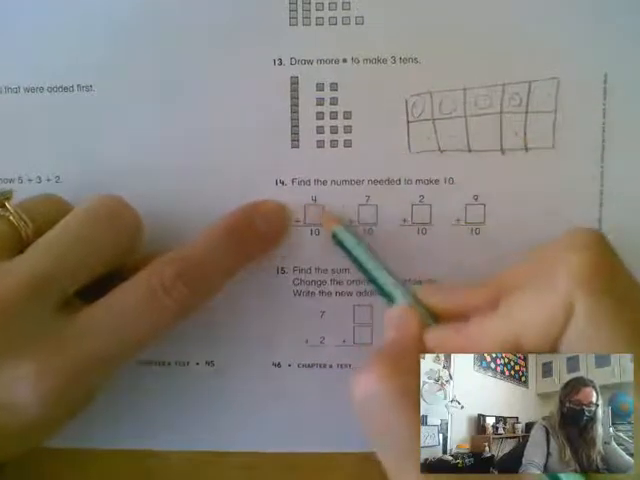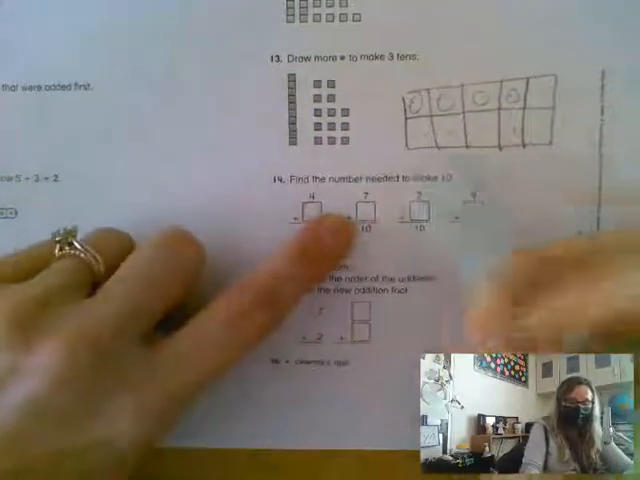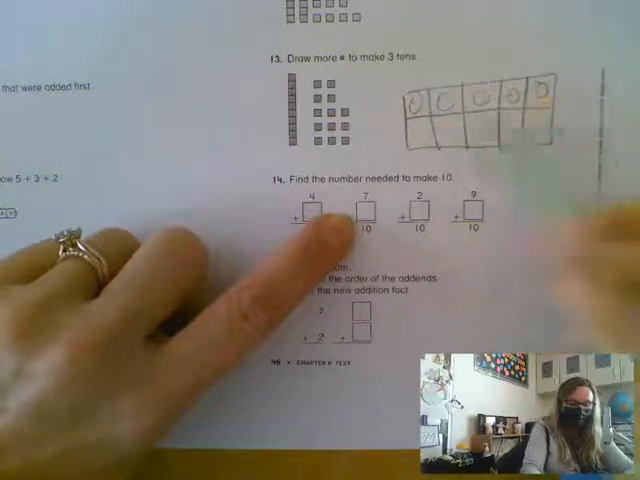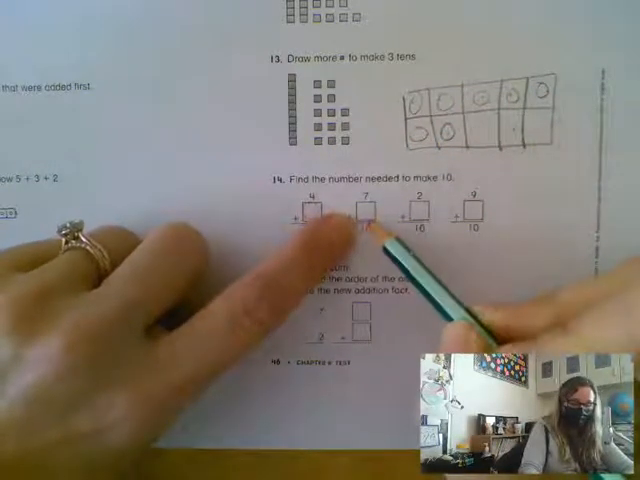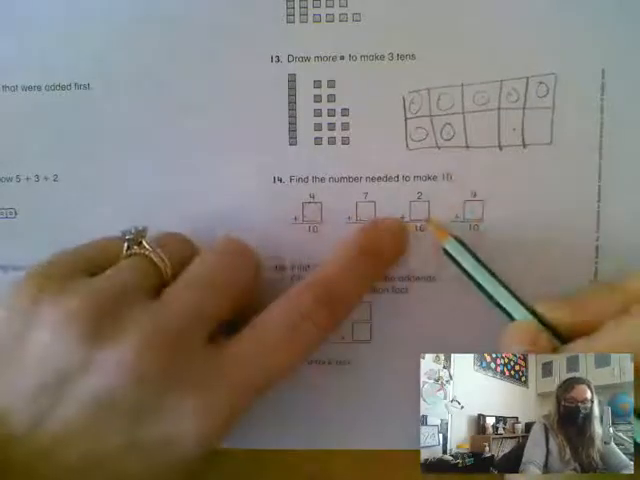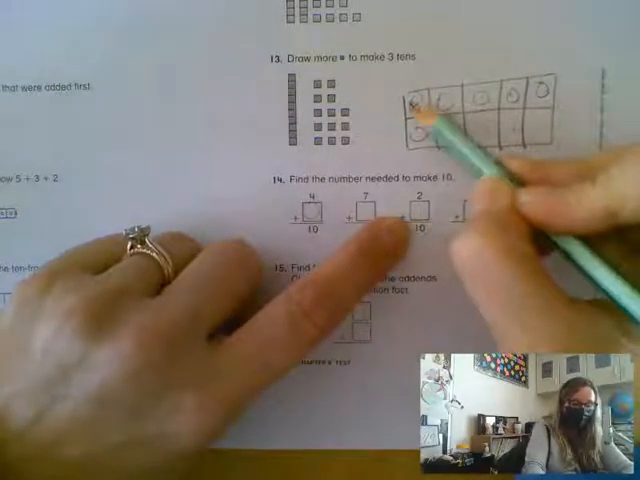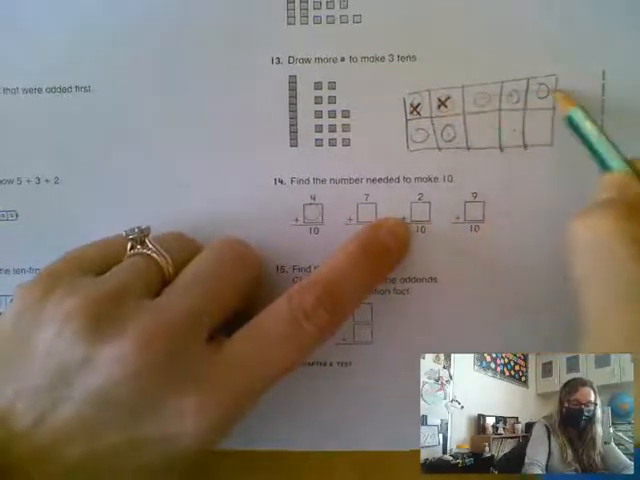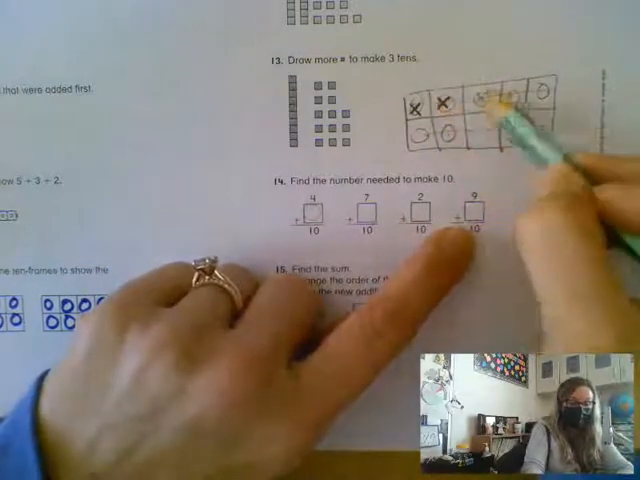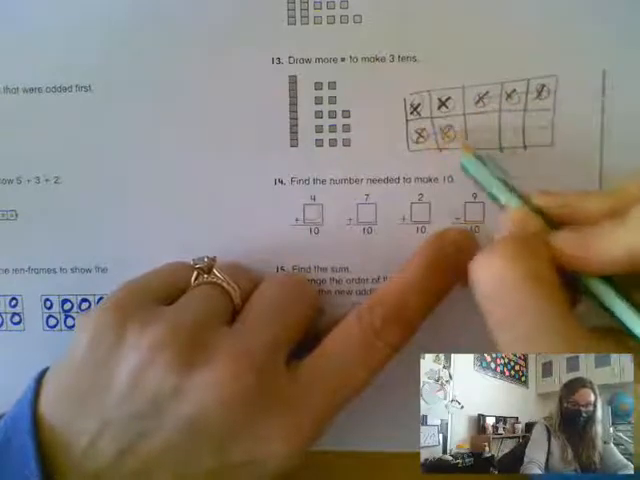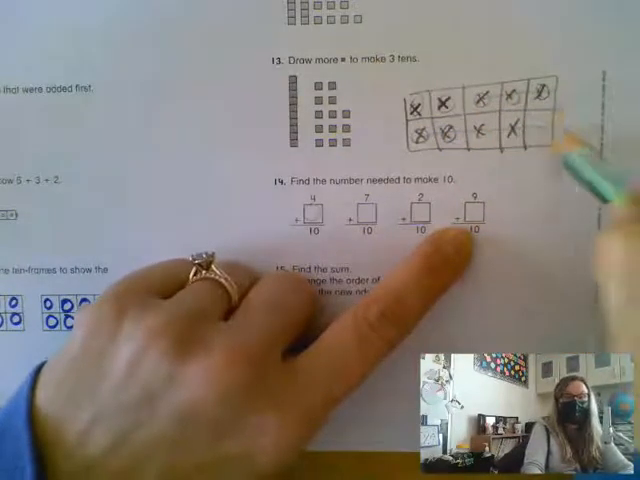I'd put that number here. This one has 7. 1, 2, 3, 4, 5, 6, 7. How many would I need to get 10? I'd put that number here. This one only has 2. 1, 2. So how many more would I need to get 10? And this one has 9. 1, 2, 3, 4, 5, 6, 7, 8, 9. How many more would I need to get 10?